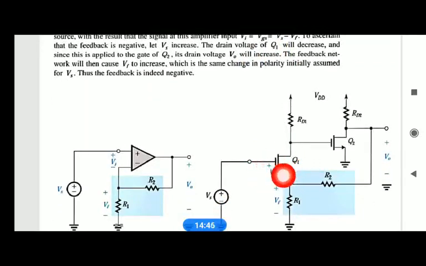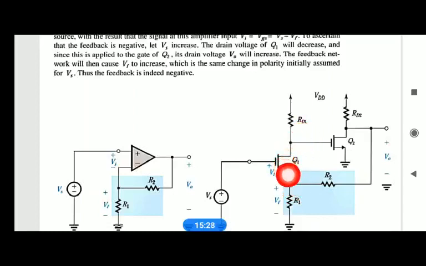When Vgs of Q1 increases, more current flows through Q1. Hence the voltage at the input of Q2 decreases. When it decreases, Q2 is operated less. See, the more current flowing from drain to source will decrease the voltage between drain and source.